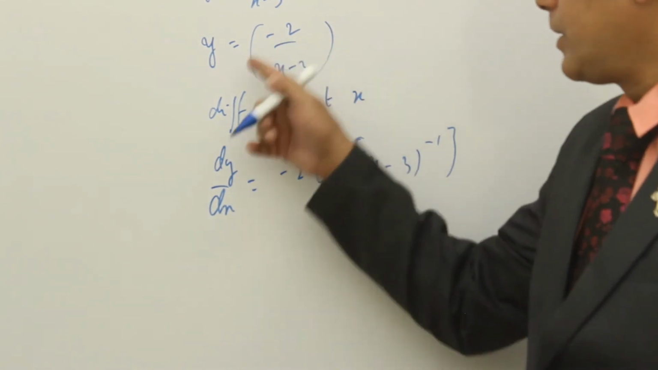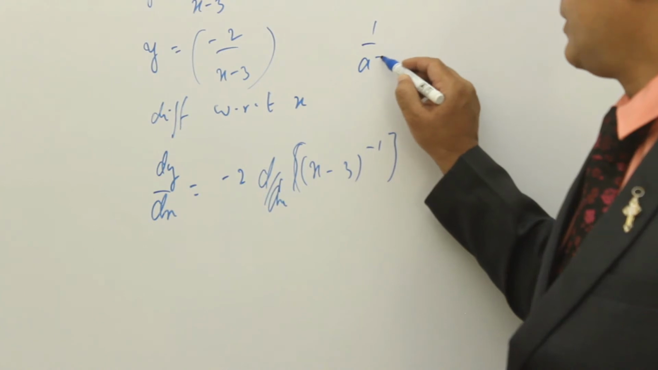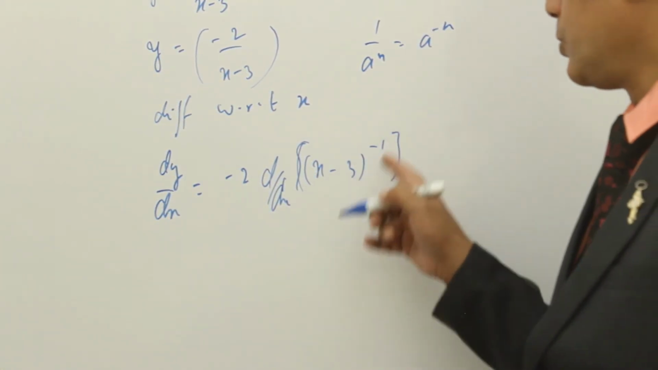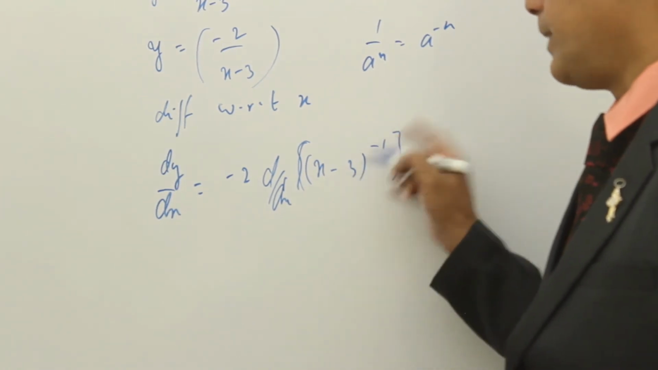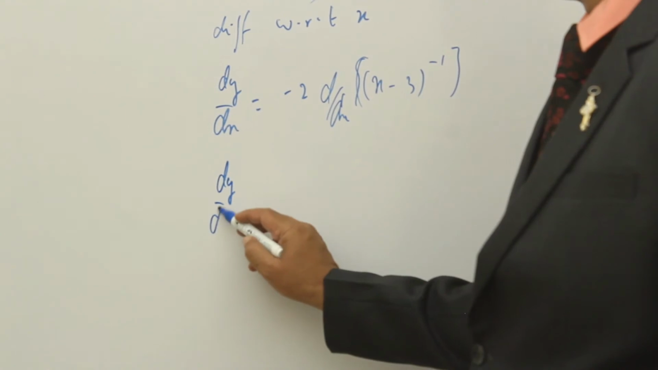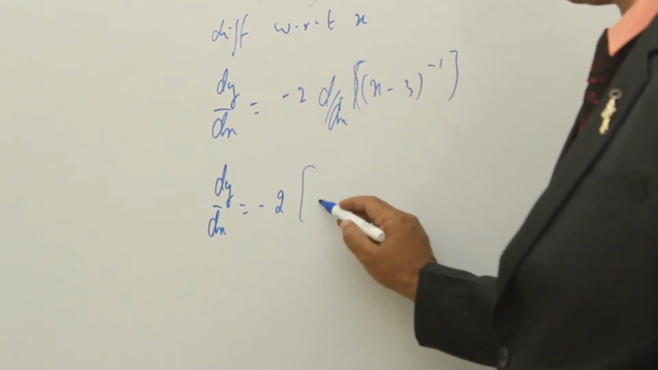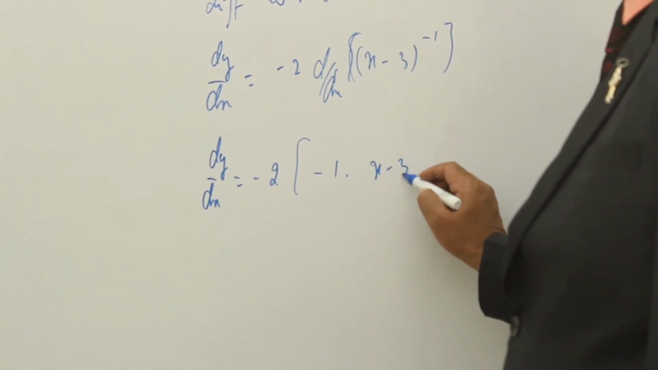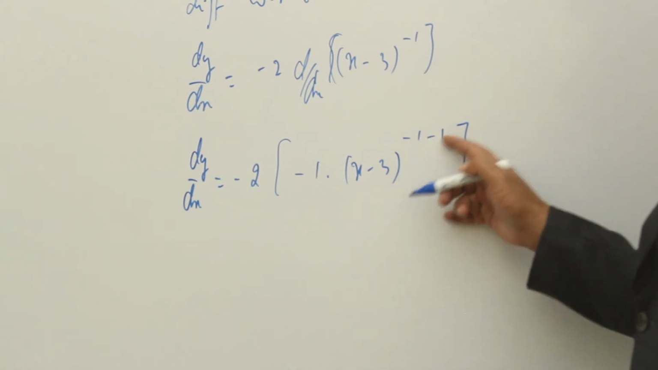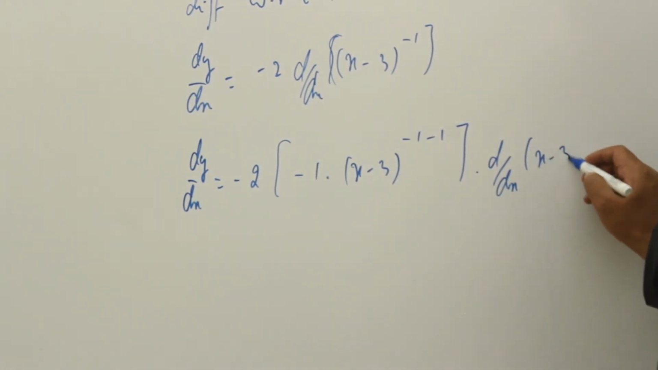So take the constant out and convert this according to law of indices, 1 by a to the power n equal to a to the power minus n format. So once you do this, you will get x minus 3 all to the power minus 1. So now when you do this, you will get dy by dx equal to minus 2. Differentiating this, you will get minus 1 into x minus 3 to the power minus 1 minus 1. That is n into x to the power n minus 1. Into chain rule, d by dx of x minus 3.